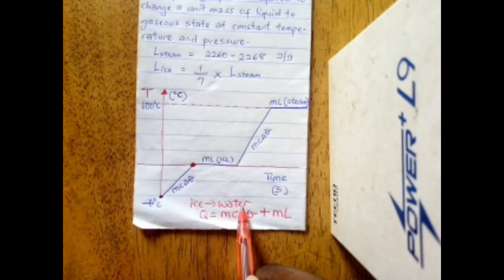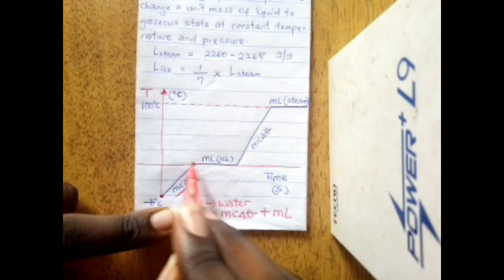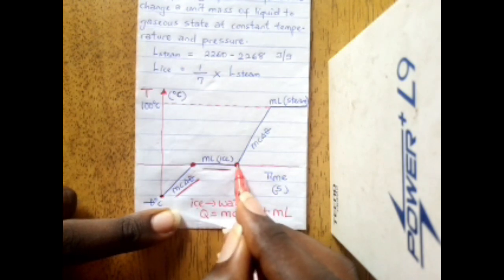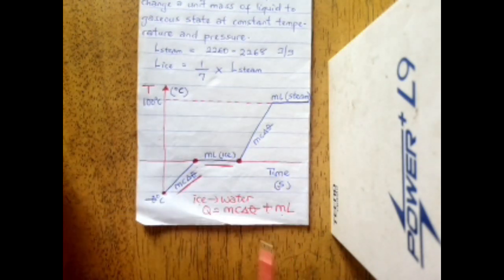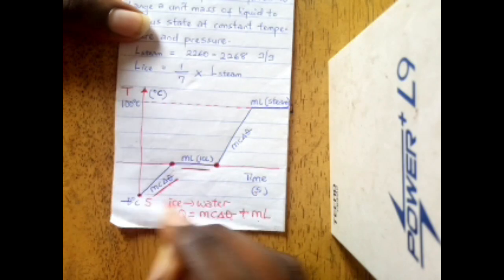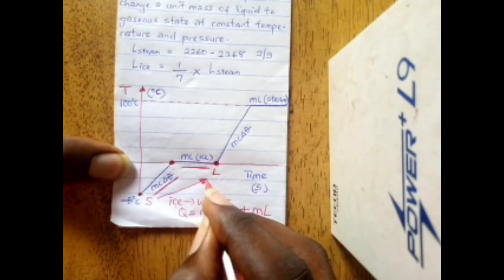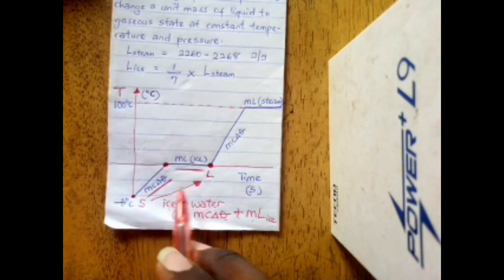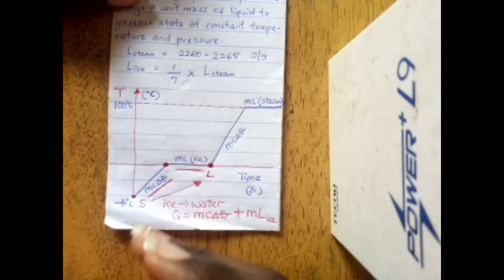Recall that latent heat is mass multiplied by the specific latent heat of the substance. So to convert ice to water, the heat energy required to raise its temperature is mc theta, and the heat required to change its state from solid to liquid is referred to as the latent heat. This gives us mc change in theta plus ml. Similarly, moving forward, this was solid and this is the liquid now. We've converted the solid to liquid.